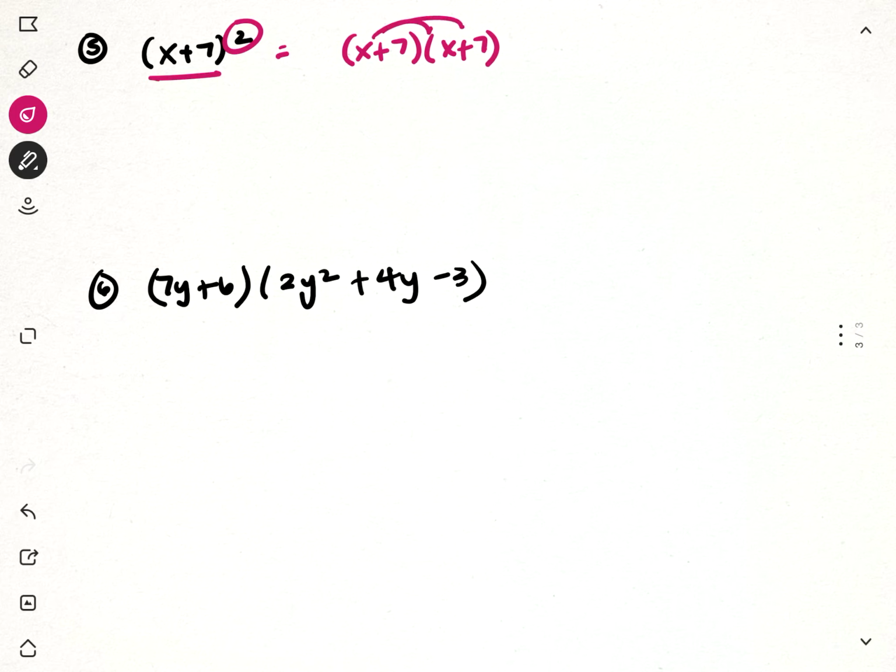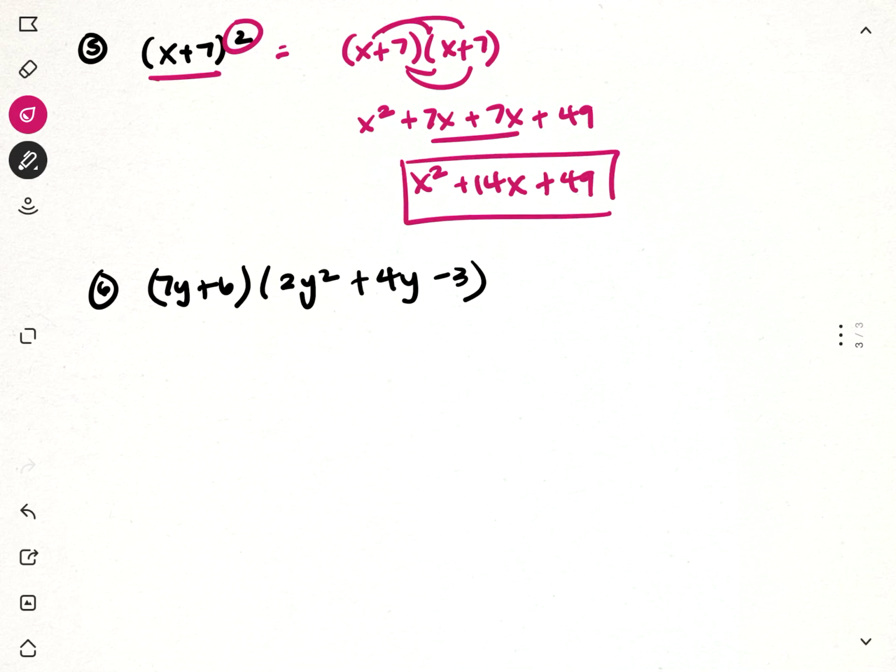All right, from here, now that we have it set up, that's pretty easy. You guys can go ahead and multiply that out. All right, so we're going to have x squared plus 7x plus 7x plus 7 times 7 is 49. All right, we're going to combine our like terms. 7 plus 7 is 14x. Yeah, so pretty simple for that one. Just remember, anytime you see a squared or a cubed or anything, this means multiply that by itself that many times. The definition of an exponent doesn't change.